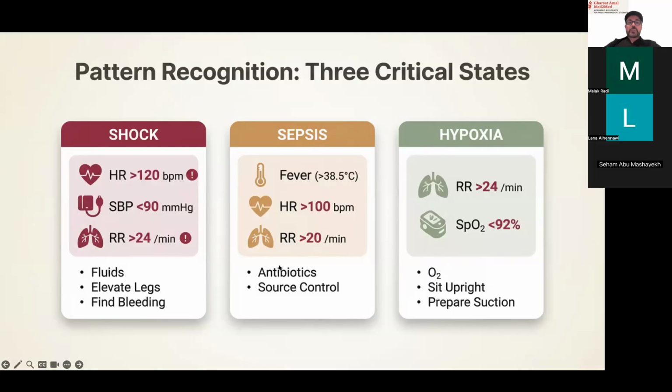You can look into the second pattern recognition, which is sepsis. And sepsis is fever, heart rate, or respiratory elevation. You need to give them antibiotics, but antibiotics are not enough. Most of the time, it's source control. What does that mean? If I have an abscess in my skin, I can put all the antibiotic creams in the world on it. If I don't open it and drain it, the infection is not going to get better. So if you have an infection somewhere, you must treat it.